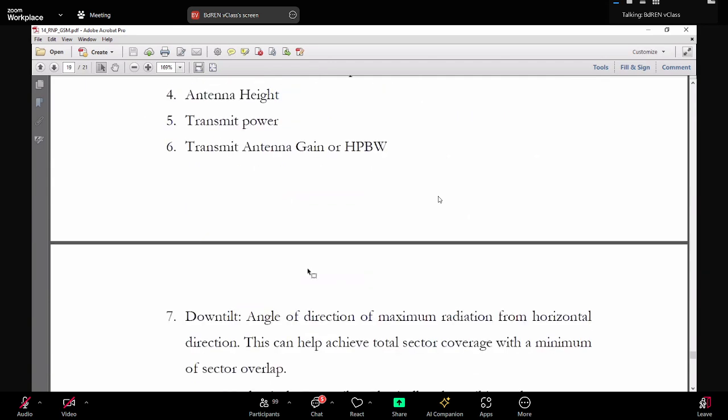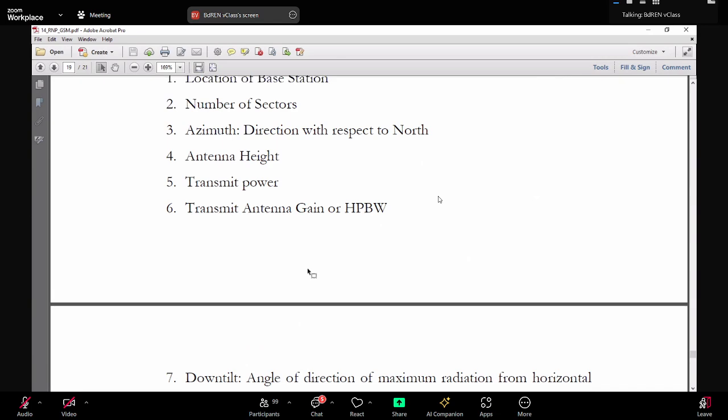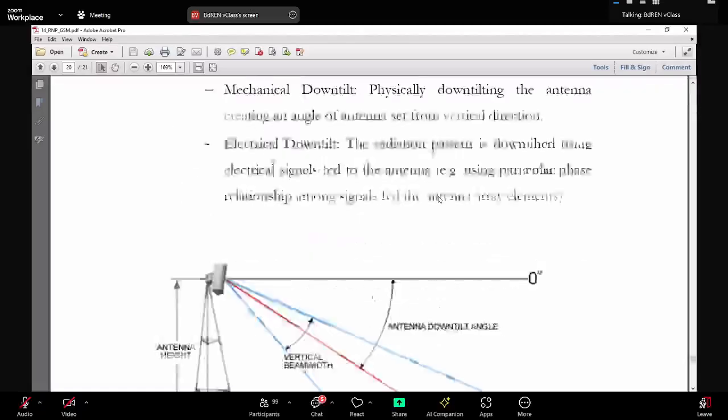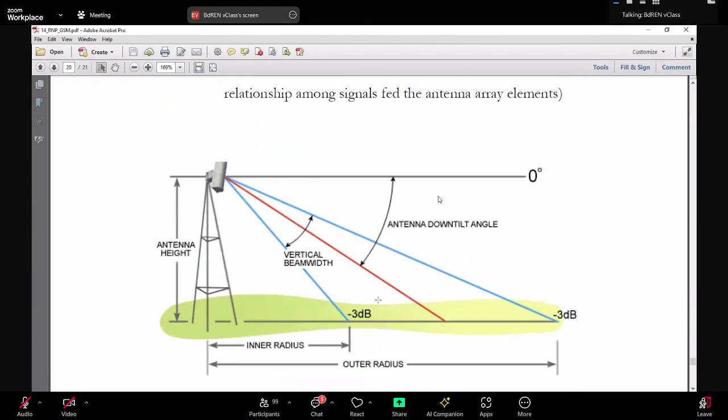You may have some purpose, so there can be multiple options to fulfill that, but each comes with different advantages and disadvantages. So it's up to you how you should manage. For example, to squeeze the cell size, you can either reduce the transmit power or you can increase the downtilt, right? So if you want to make the cell size smaller, transmit power can be reduced, and so the coverage area will get smaller.